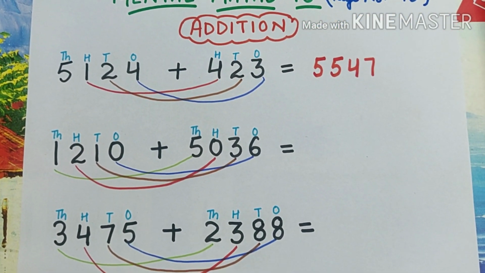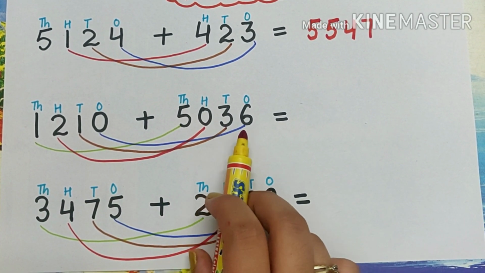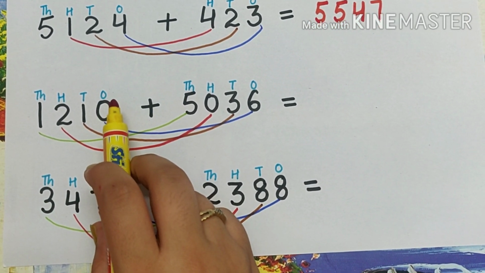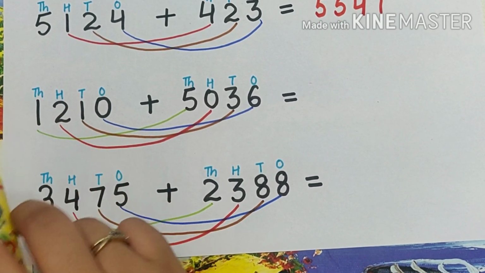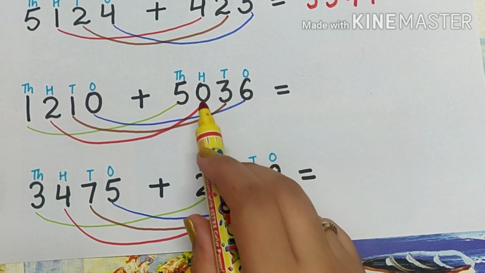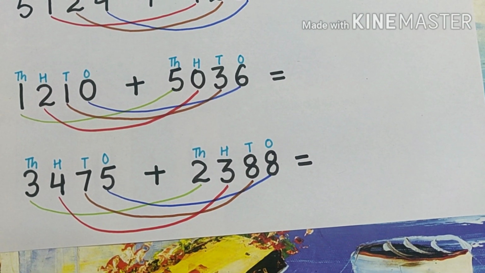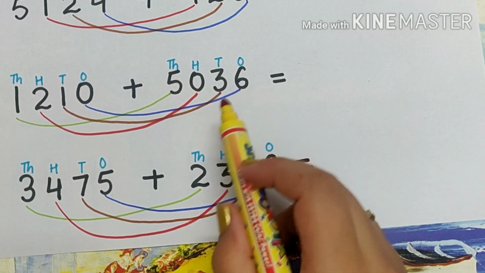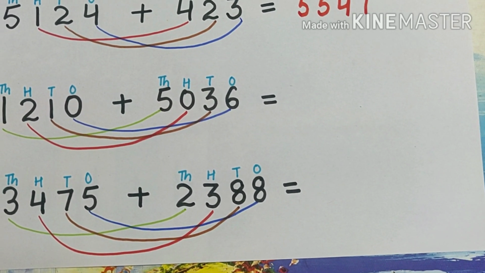Now kids, second is 1210 plus 5036. In this, 0 ones, 1 tens, 2 hundreds, 1 thousands. 6 ones, 3 tens, 0 hundreds, 5 thousands. Now again we will add ones first. 0 plus 6 is equal to, very good, 0 plus 6 is 6.